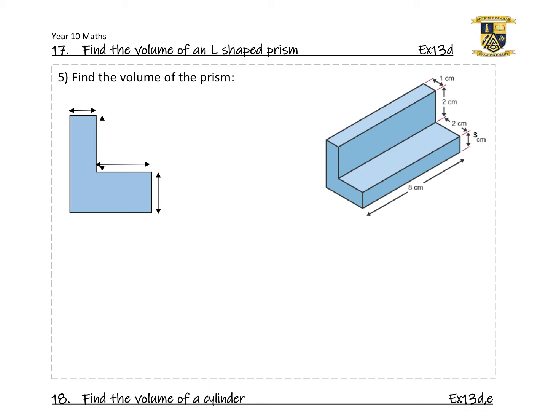So we would have the top would be 1. This side here is 2, which matches up with here. Here is going to be 2 as well. And this part here is 3.